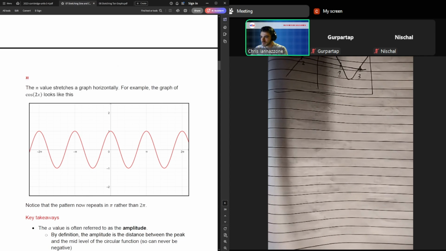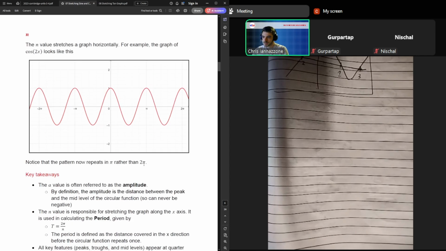N is a dilation factor that is affected directly on the x variable itself. And what that does is it stretches it horizontally. This term is what is responsible for showing you how long it'll take for the circular function to repeat once. Previously, a circular function would repeat in 2 pi because 2 pi is a full 360 degrees. When you have a 2 multiplying your x, suddenly it's half the length. Now you can see one full cycle is repeating in pi instead of 2 pi.